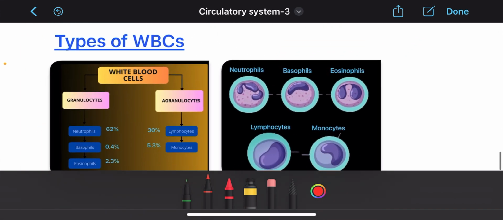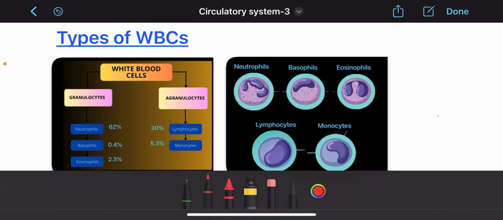There are different kinds of WBCs. The white blood cells are of two types. These are granulocytes with granules and agranulocytes without granules. The granulocytes are further subdivided into neutrophils, basophils and eosinophils. Now the neutrophils are 62% and they have a 3 to 4 lobed nucleus, and their cytoplasm takes up neutral dyes. Therefore, they are named as neutrophils. The function of neutrophil is to engulf bacteria by phagocytosis as taught earlier, and they are produced in bone marrow.